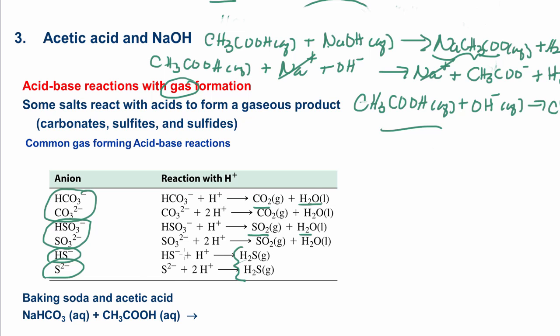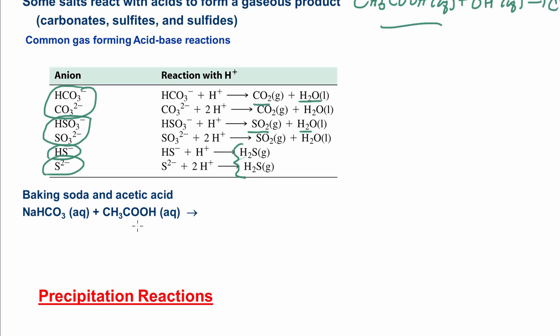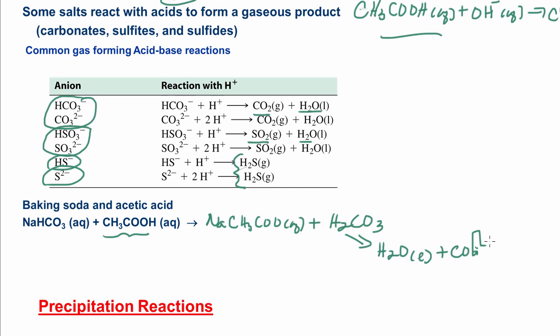Let me show you how that happens with the carbonate. So here we have sodium carbonate and acetic acid. Remember, you have a weak acid, and it's going to partially ionize, and the sodium carbonate will ionize completely. What we'll end up with is sodium acetate and this carbonic acid. The thing is, carbonic acid is not very stable. It decomposes to water and carbon dioxide gas.